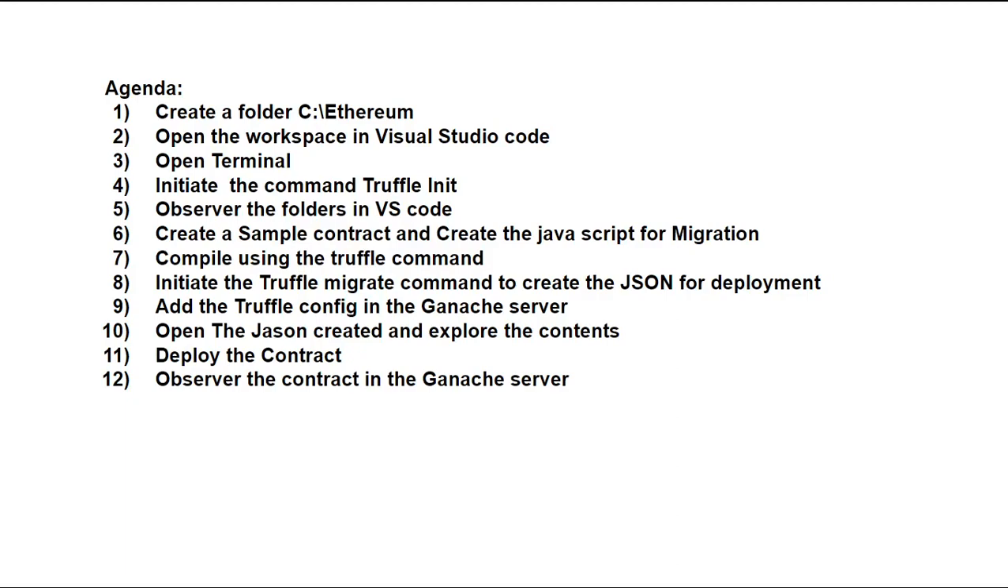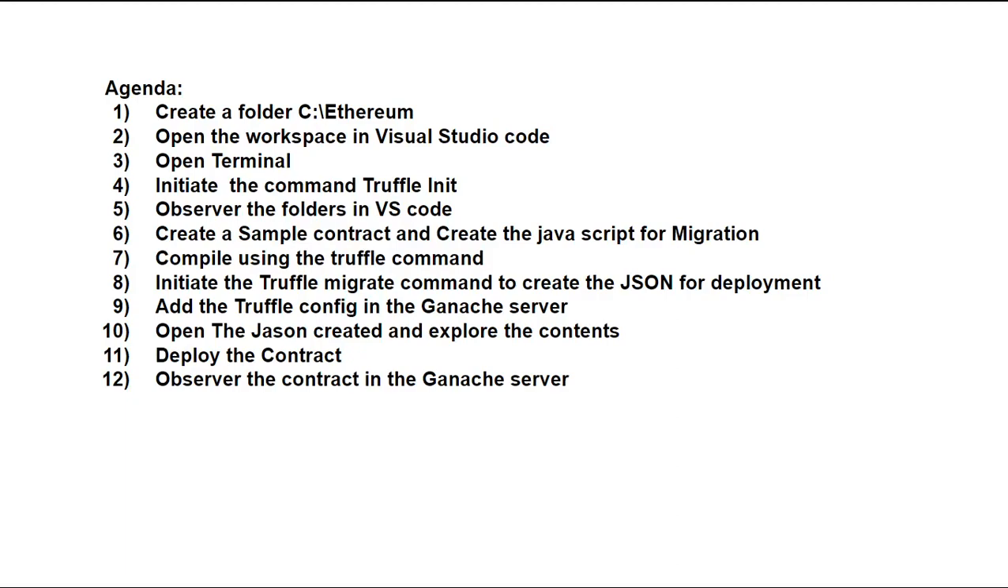As a startup, first, we are going to create a folder on C drive. This is Ethereum. Second, we are going to open the workspace in Visual Studio Code and add this folder, and third, open a terminal in Visual Studio. Fourth is we are going to initiate the command truffle init, where we configure Truffle init and the associated folders. We are going to talk about that. Then once truffle init is completed, we are going to observe the folders in Visual Studio Code, and after that we are going to create a sample contract and create a JavaScript for migration.